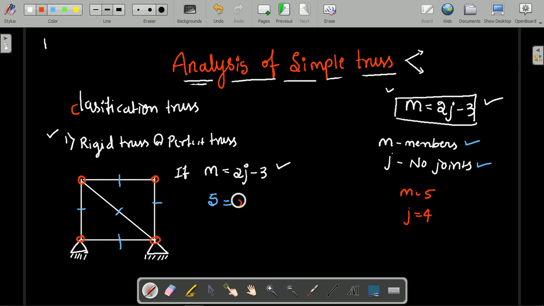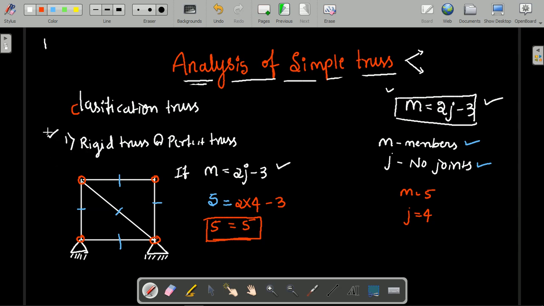So let me substitute: 2 into the number of joints, 4, minus 3, that is 8 minus 3, which is equal to 5. This is also equal to 5. So LHS is equal to RHS. So therefore our truss is what? A rigid truss or a perfect truss. So if you provide this type of truss, there is minimum deflection and minimum deformation that we can observe in the structure.